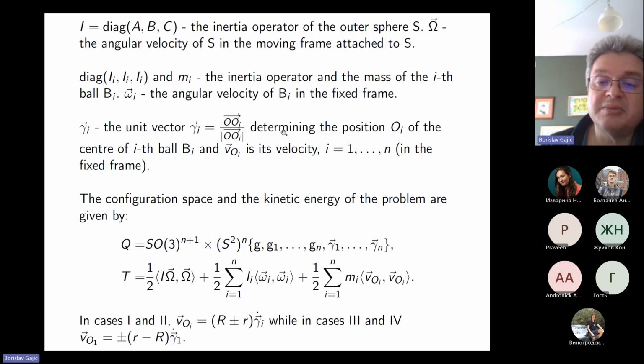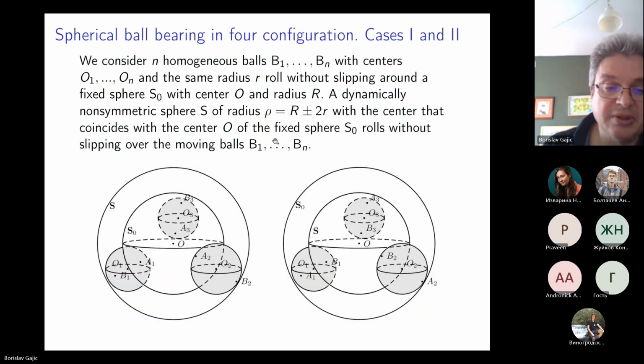unit vectors that determine the position of the centers of the balls in the fixed frame. So gamma 1 is directed in this direction, gamma 2 in this direction, gamma 3 in this direction, to the sphere.